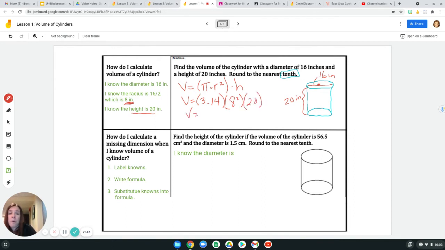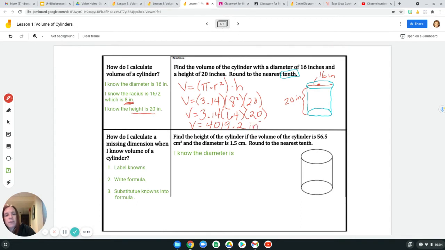I should know my square numbers. Then 8 squared is 64. 8 times 8 is 64. And now I'm ready to substitute into my calculator. And what I get is 4,019 and 2/10. And then my units are inches.